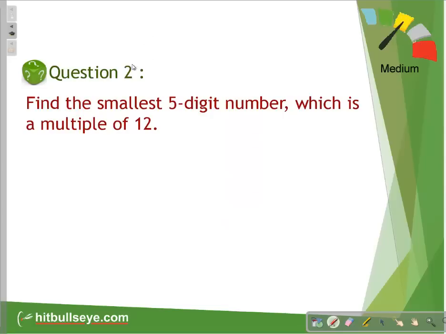Now come to the next question. Almost the same thing. Find the smallest 5-digit number which is a multiple of 12. Once again, we will apply the same approach. What is the smallest 5-digit number? That is 1 followed by 4 zeros. Since we want a multiple of 12, so we'll divide it by 12. Now once again, we are performing the conventional division.